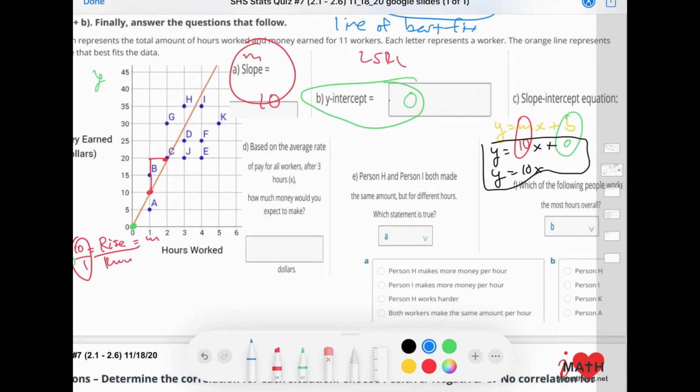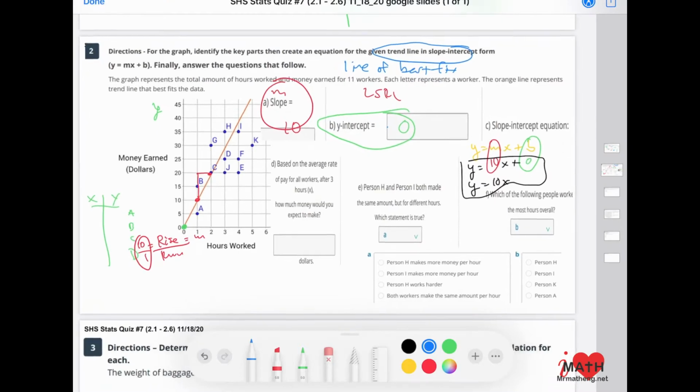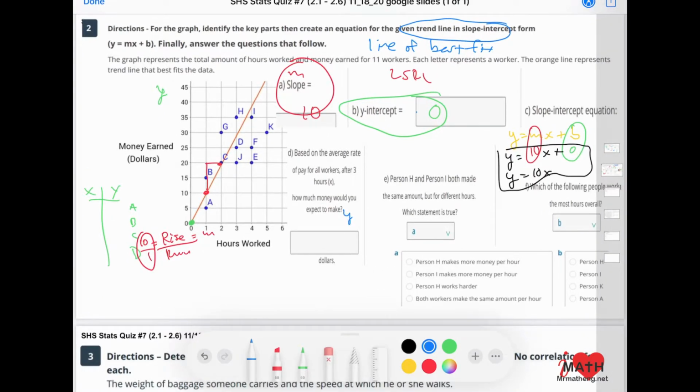Okay. D. Based on the average rate of pay for all workers, after 3 hours, how much would you expect to make? So money earned on the graph is the y, and hours worked, that would be your x value. So x equals 3 here. So I'm just going to use the equation we just wrote, y equals 10x, and just simply put in x equals 3 here, and I get y equals 10 times 3, which gives me y equals 30 is my answer. How much money would they make? $30.